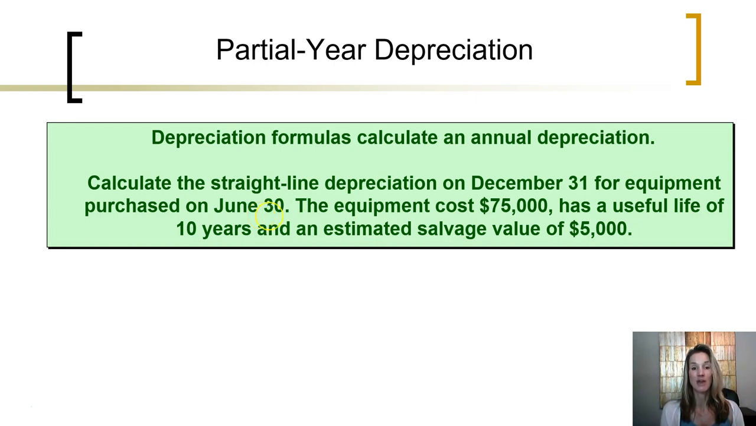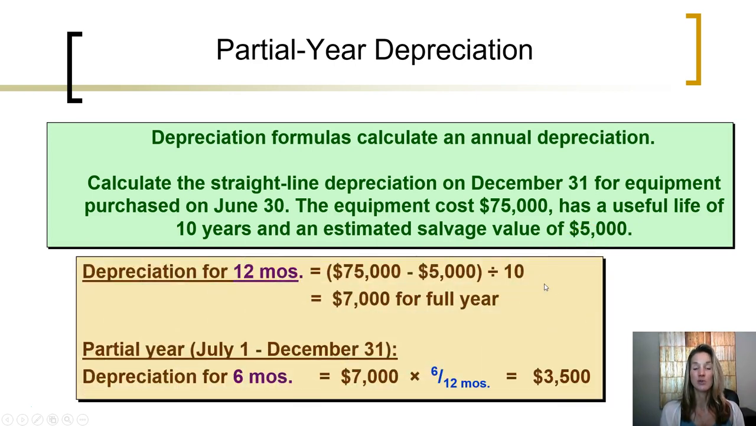June 30th. The equipment costs $75,000, has a useful life of 10 years, and an estimated salvage value of $5,000. If we were to use the formula, straight line, cost of $75,000 minus the salvage value of $5,000, and divide by the 10-year useful life, the straight line method calculates depreciation expense as $7,000, but that is a full year's depreciation expense.